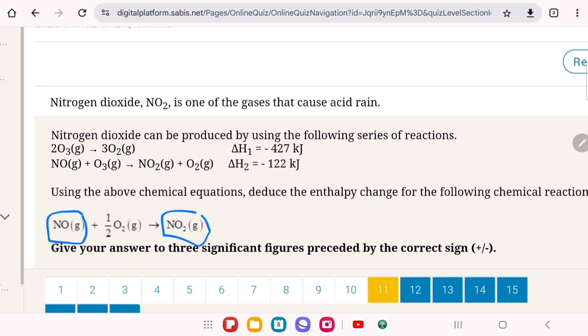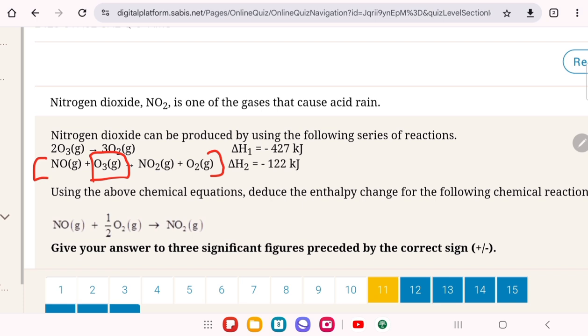Now, let us go to the 1/2 O2. We have O2 over here and we have O2 over here. We need O2 in the reactant. So you can multiply either this by minus or this by minus. But if you multiply this one by minus, then you're also going to change the position of the NO gas and the NO2 gas, which we need to keep the same because they are correct. So then we will keep it as it is.